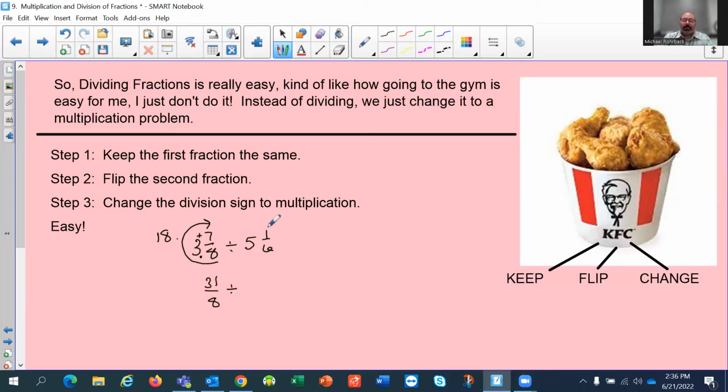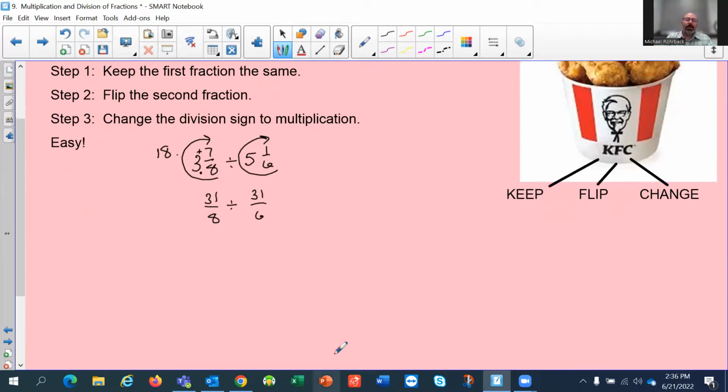Divided by, I'm not going to do the keep flip change yet because I don't want to confuse anybody. Let's make this one improper. 6 times 5 is 30 plus 1 is 31/6. Okay, now we're going to keep flip change. So we're going to scroll down a little bit so we have some room. 31/8 stays 31/8. That is the keep. 31/6 flips to 6 over 31.